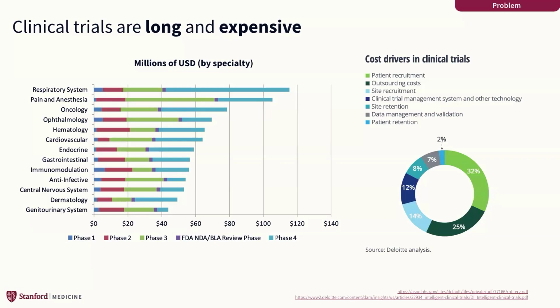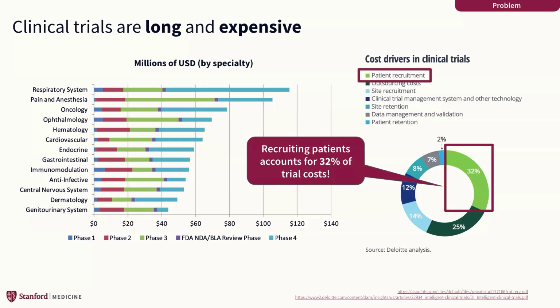And what are the major cost drivers of this? What's really interesting is if you look at where the money is actually being spent, it's not being spent where you might initially think. The thing I want to highlight is this big green half circle right here, which is patient recruitment. Literally just recruiting patients for trials accounts for 32% of the cost of running these trials, right?